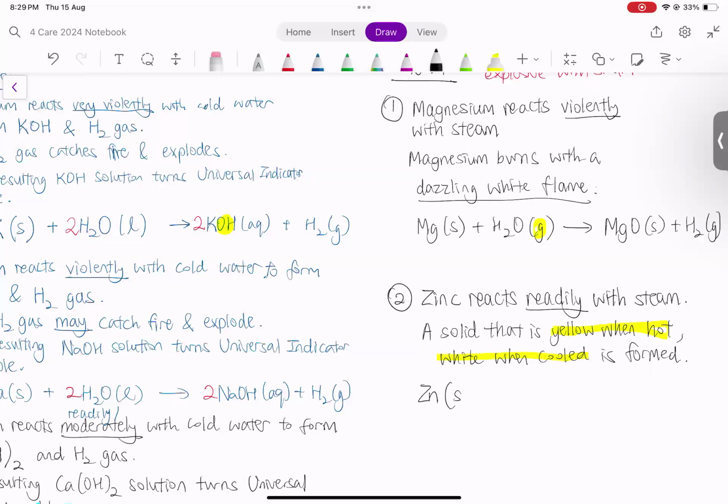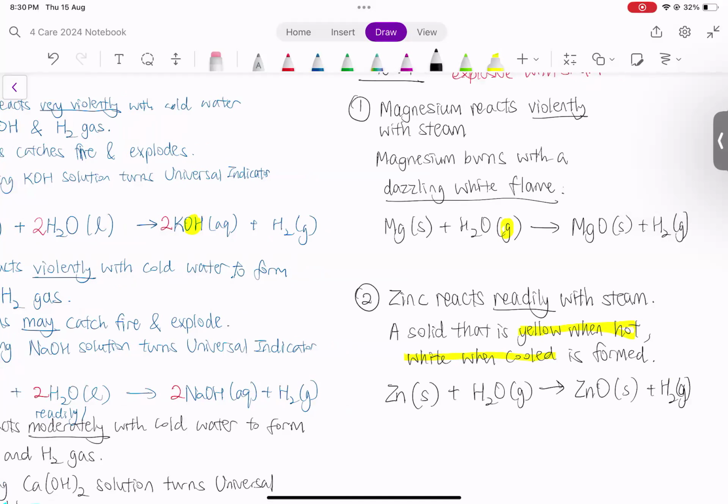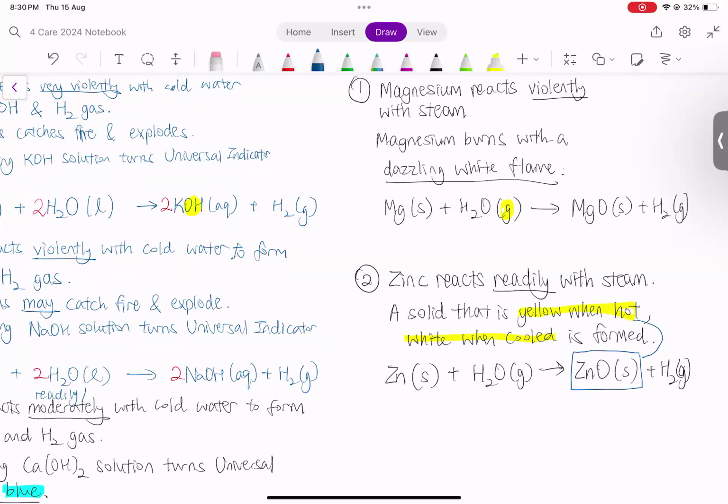We have learned that metal plus steam forms the metal oxide. In the case of zinc, it's zinc oxide. Okay? It's zinc oxide. If it's zinc oxide, naturally it is yellow when hot, white when cooled. That is a very unique property of zinc oxide. Okay? So we have gone from magnesium to zinc.